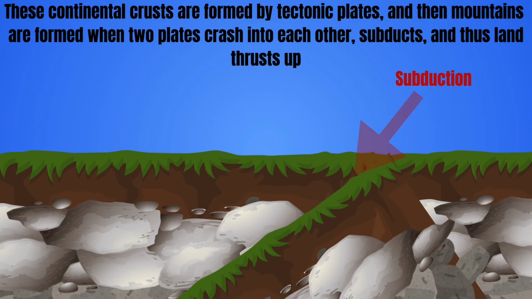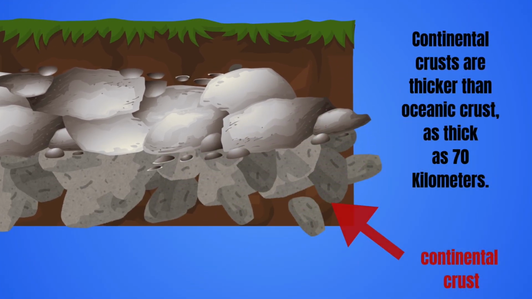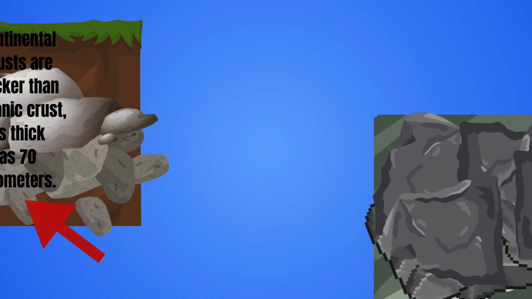These continental crusts are formed by tectonic plates, and mountains are formed when two plates crash into each other, one subducts, and thus land thrusts up. Continental crusts are thicker than oceanic crusts, as thick as 70 kilometers.